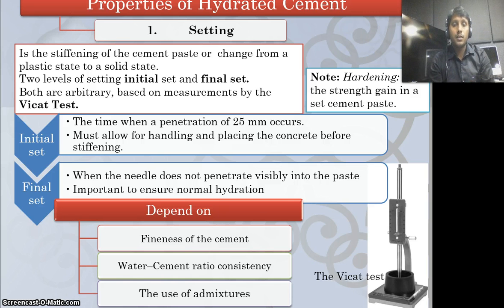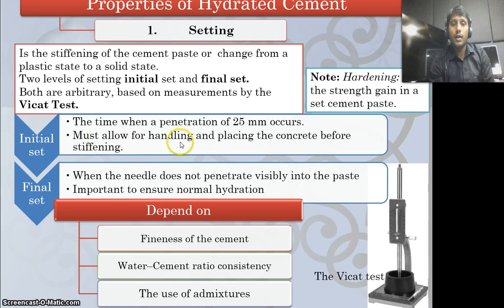So there are two levels of setting: initial set and final set. These initial setting time and the final setting time can be determined using the Vicat apparatus or Vicat test, which you are going to perform in your future lab experiments. So initial set, see here, is the time when a penetration of 25 mm occurs. So when the needle penetrates up to 25 mm, how much time it takes, that is the initial set.